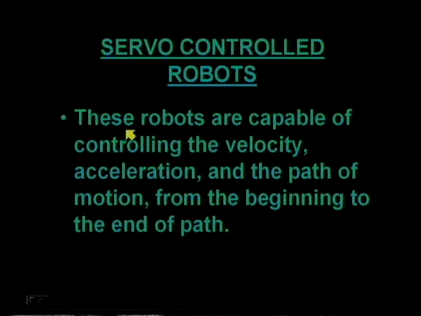So, you just see the servo controlled robots. These robots are capable of controlling the velocity, acceleration and the path of motion from the beginning to the end of the path. So, from the beginning to the end of the path, the total movement will be controlled, that is, its velocity will be controlled, its acceleration will be controlled and the direction also will be controlled. So, a smooth motion of operation will be performed by using servo control.